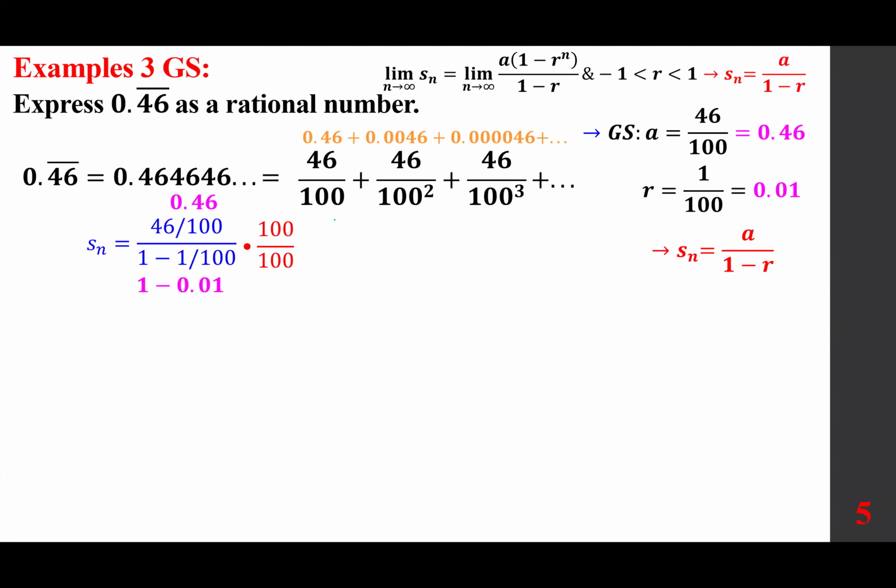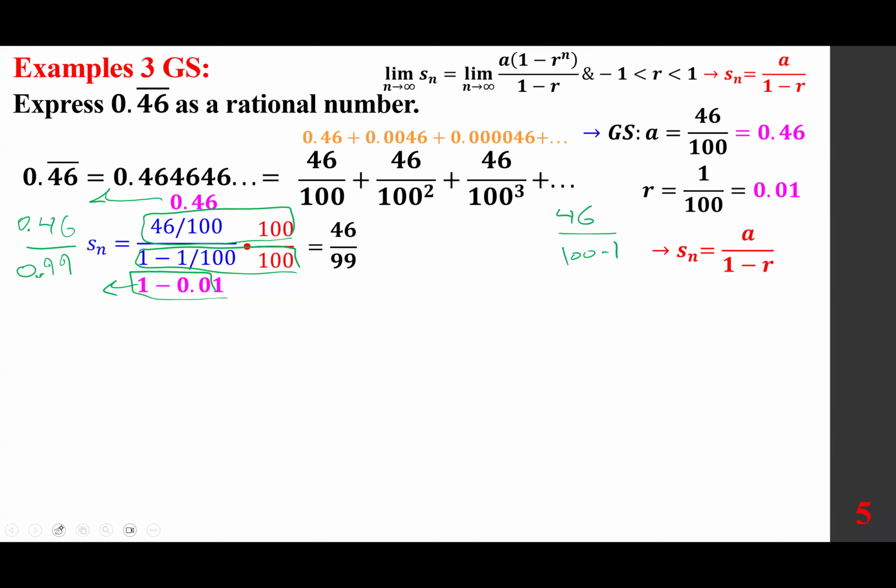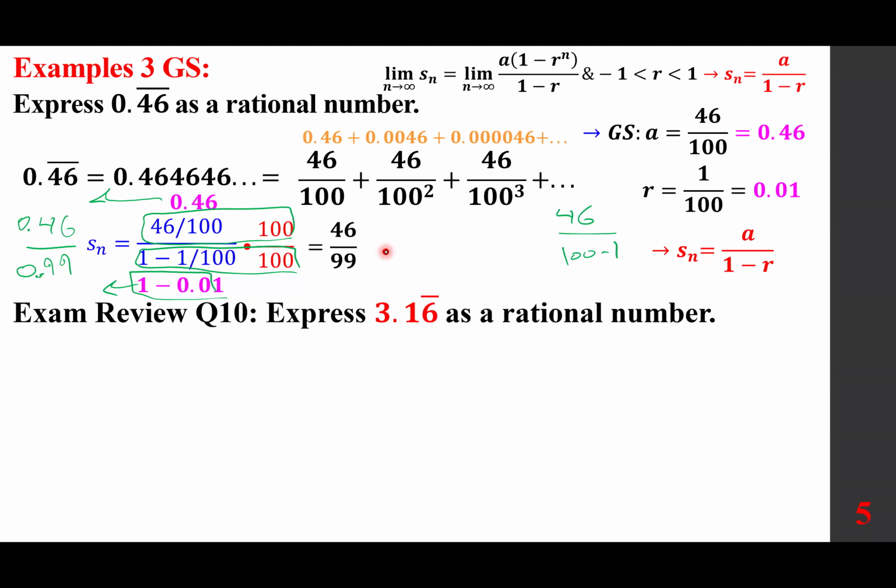So obviously, the top becomes 46. The bottom becomes 100 minus 1, or 46 over 99. If you want to go with the decimal, you have 0.46 in the numerator and 0.99 in the denominator. And if you multiply the top and the bottom by 100, you get the same answer, and we are done. This question shows up in the exam review, 3.16 bar.